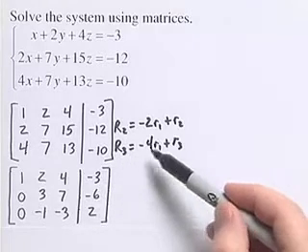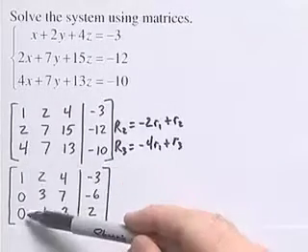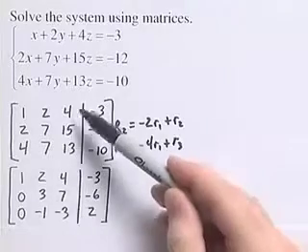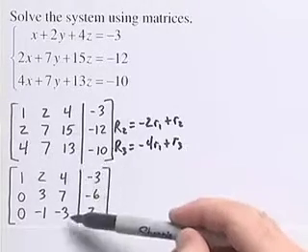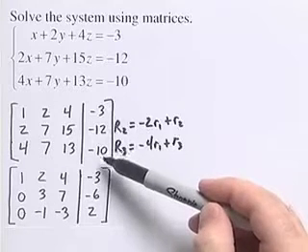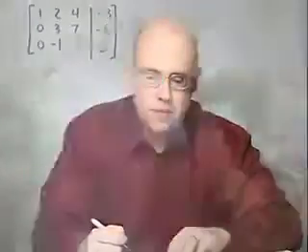To get our new row 3, we perform this operation. We get negative 4 times 1 plus 4 is 0. Negative 4 times 2 plus 7 is negative 1. Negative 4 times 4 plus 13 is negative 3. Negative 4 times negative 3 plus negative 10 is 2. We're going to continue on another piece of paper.